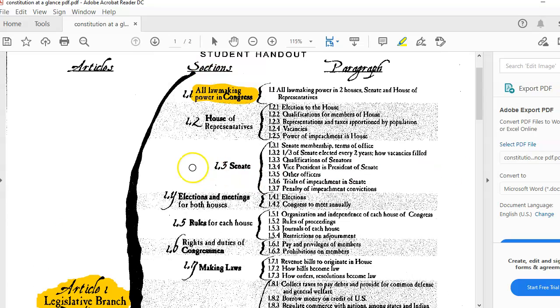So Article 1, legislative branch. The legislative branch is actually divided into two things. So overall, it's called Congress. So you guys can see Congress is right here. But then the two parts of Congress are the House of Representatives, so I'm highlighting that, and the Senate, highlighting part of the House of Representatives and the Senate.